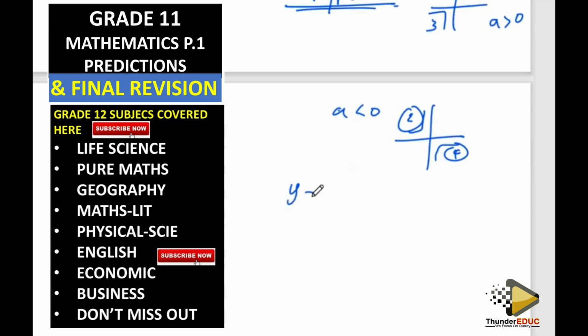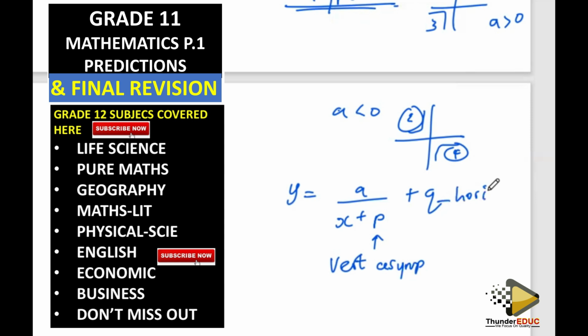So the general equation of a hyperbola is a over x plus or minus p, plus or minus q. This p represents what we call the vertical asymptote. Then q represents what we call the horizontal asymptote.